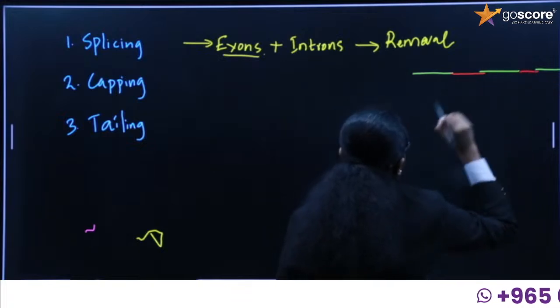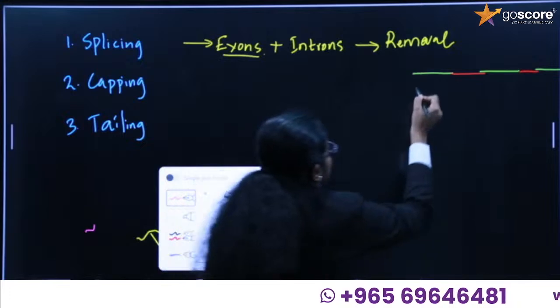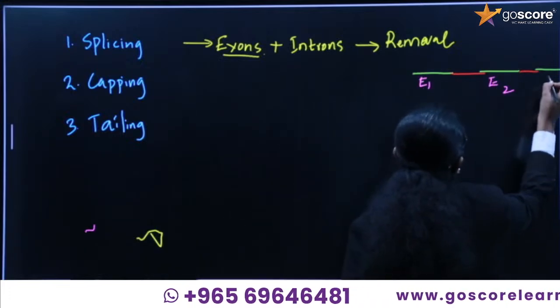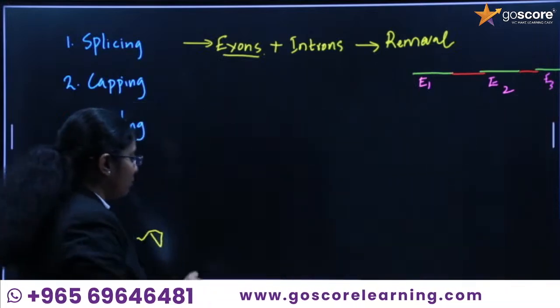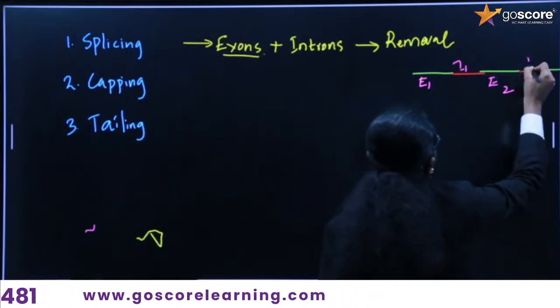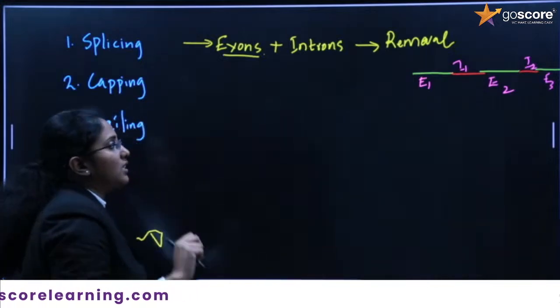Okay, this is an RNA which is synthesized after transcription. This is exon 1, this is exon 2, and this is exon 3. There are 3 exons here and 2 introns. This is intron 1 and this is intron 2. Here you have 2 introns and you have 3 exons.